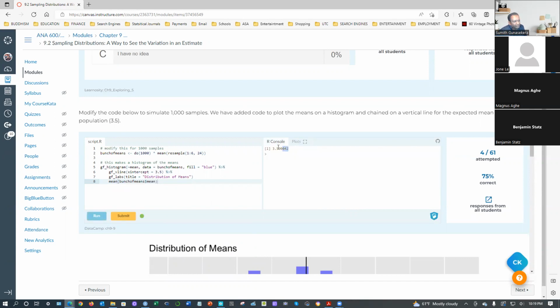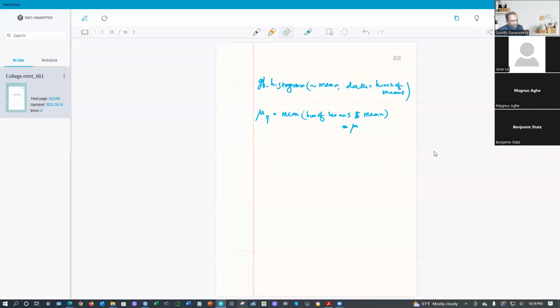See, 3.5. It's the same as the population mean. That's what I said. See? Same as the population mean, which is 3.5. That's the beauty of this. Approximately, okay? Approximately. Should be.